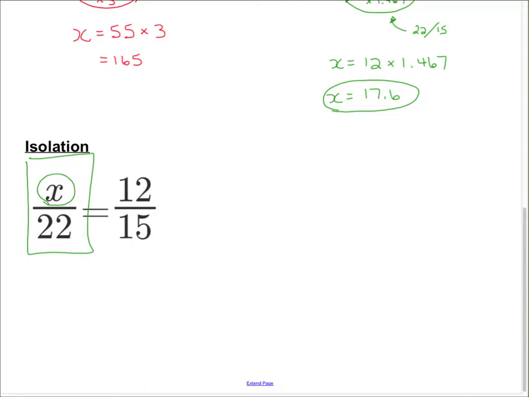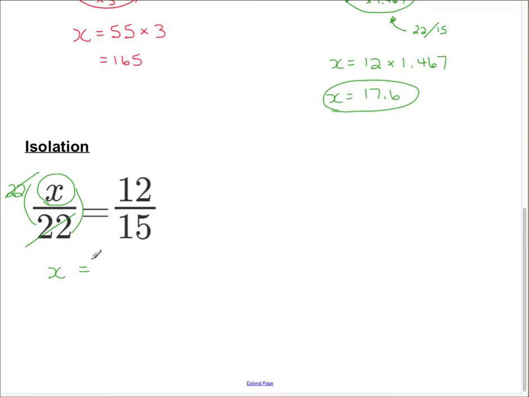So to get rid of that 22, we have to do the opposite of what it's doing. It's dividing x, so we're going to multiply by 22. I'm going to put brackets around this side, and I'm going to say multiply by 22. Now when I multiply by 22, dividing and multiplying cancel each other out, so it just goes away, and all I'm left with on this side is x.